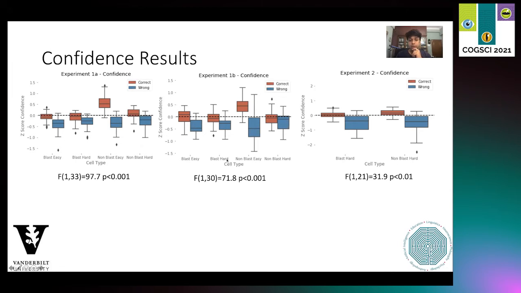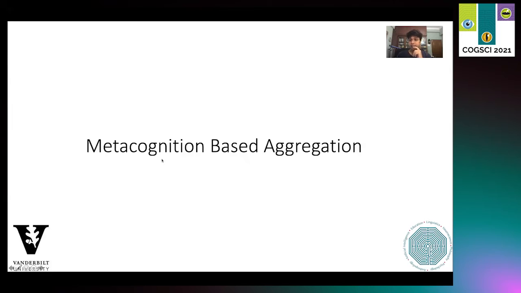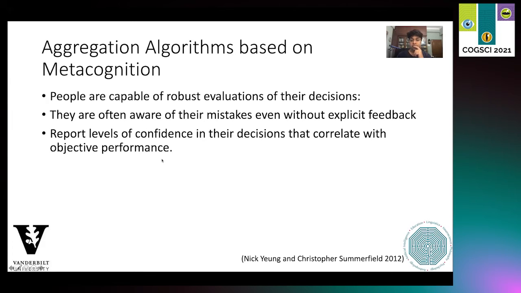This is a quick result to show that the confidence manipulation sort of works and that correct responses, the red ones, are often higher than the incorrect responses, the wrong ones. So confidence predicts accuracy. Now for our metacognition based aggregation. So we first note that people have these metacognitive abilities, so they can make robust evaluations of their decisions. They're aware of their mistakes without feedback, and they can report confidence that correlate with objective performance. And we see this in our data, as I showed you before.